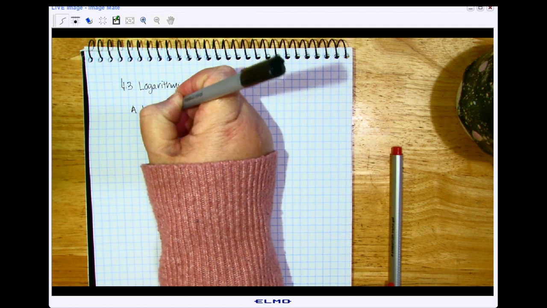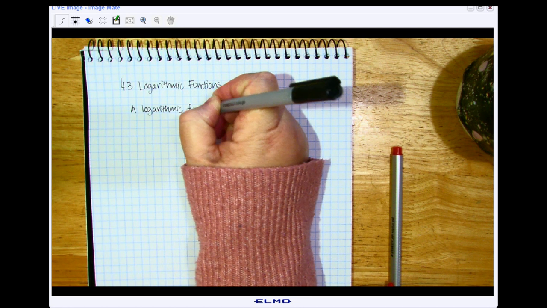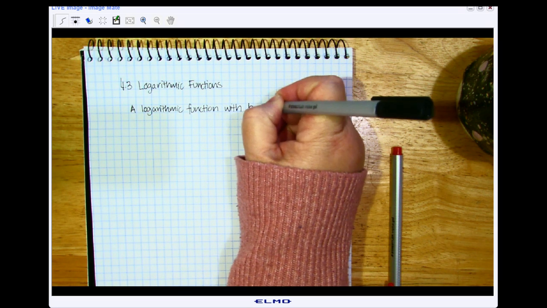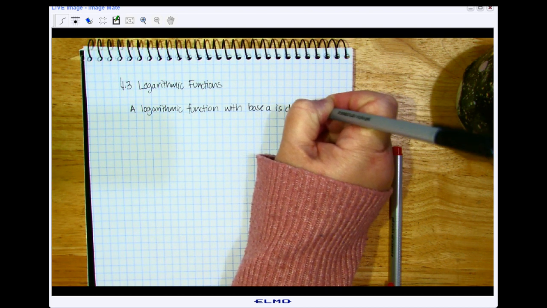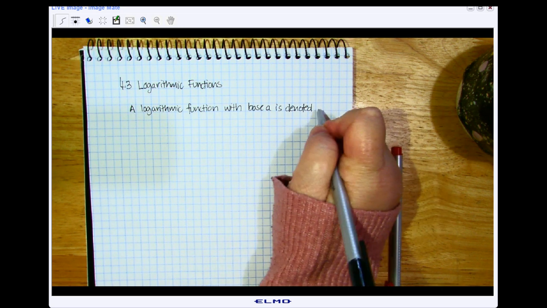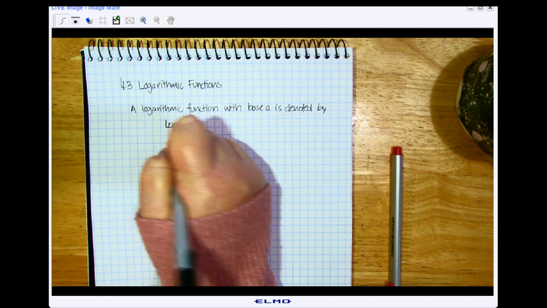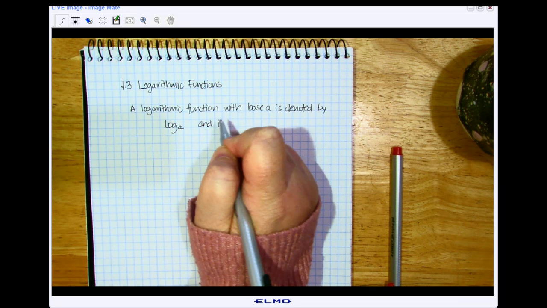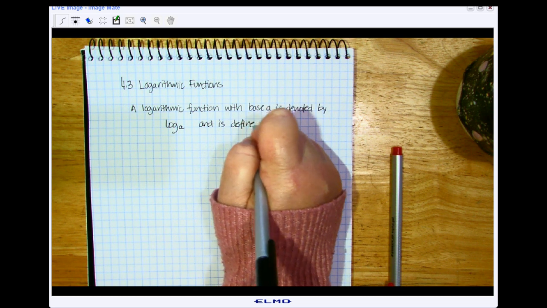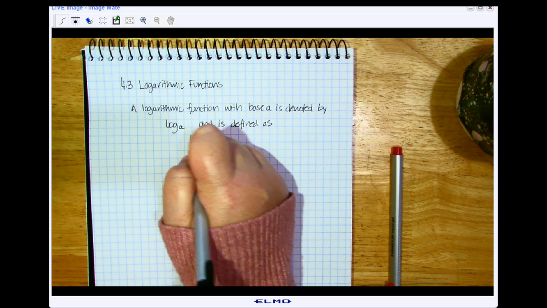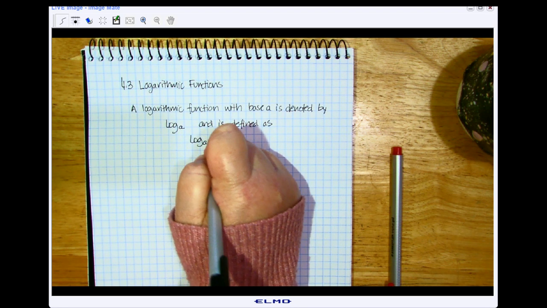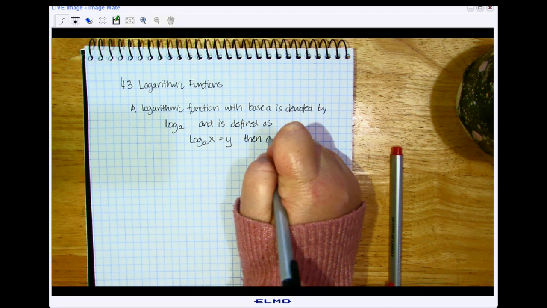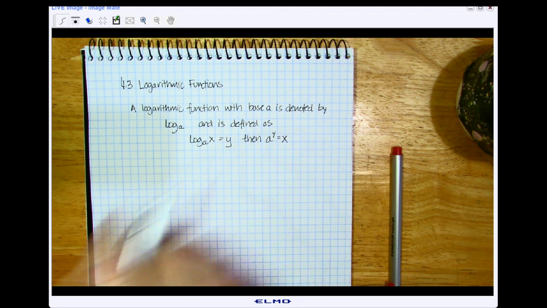A logarithmic function with base A is denoted by log base A and is defined as: if you have log base A of x is equal to y, then A to the y is equal to x.